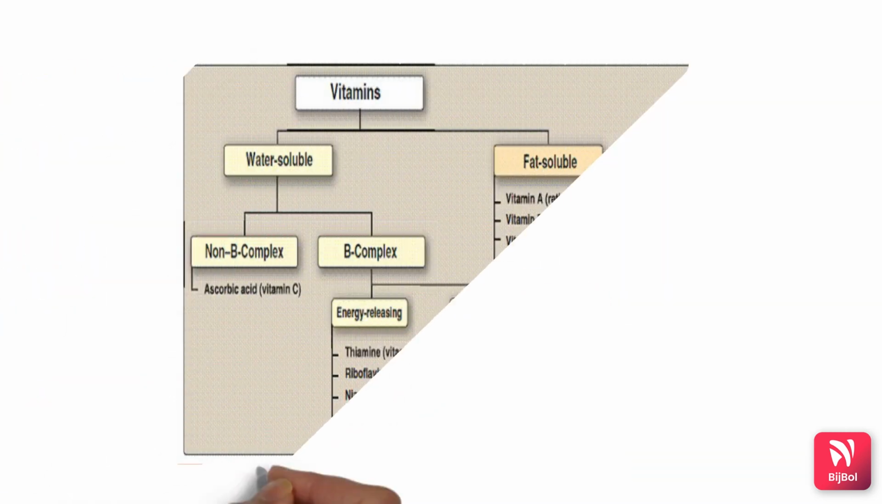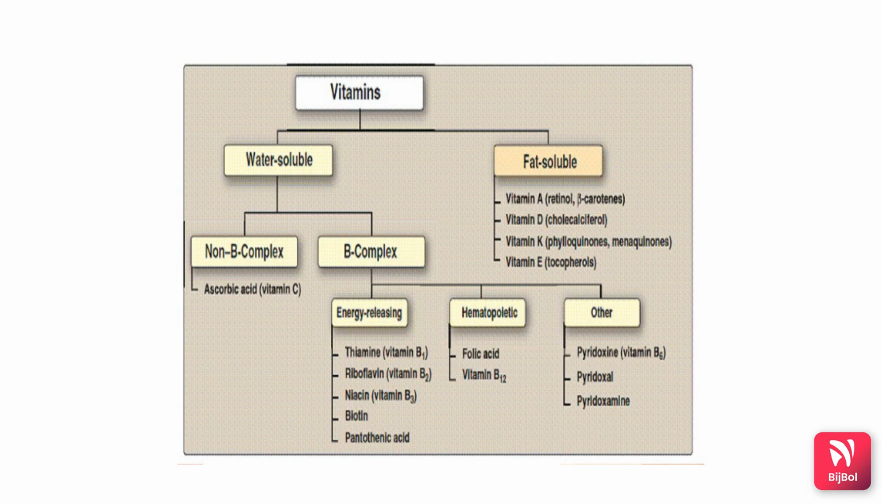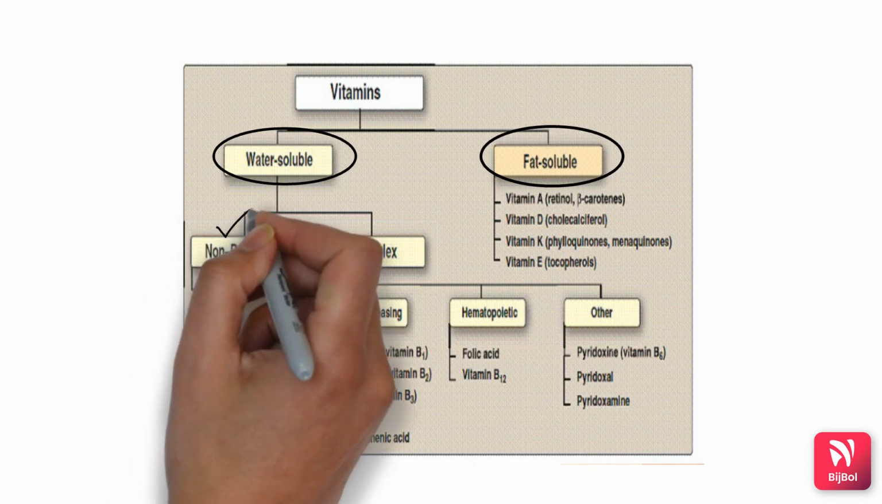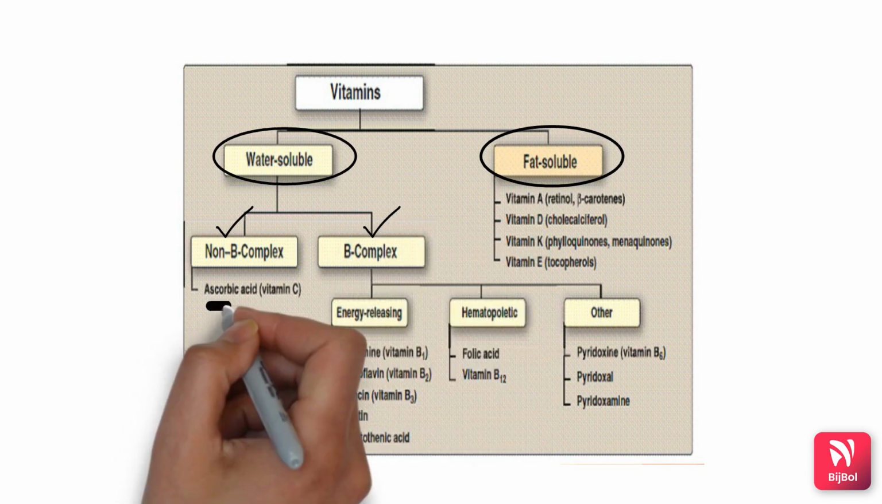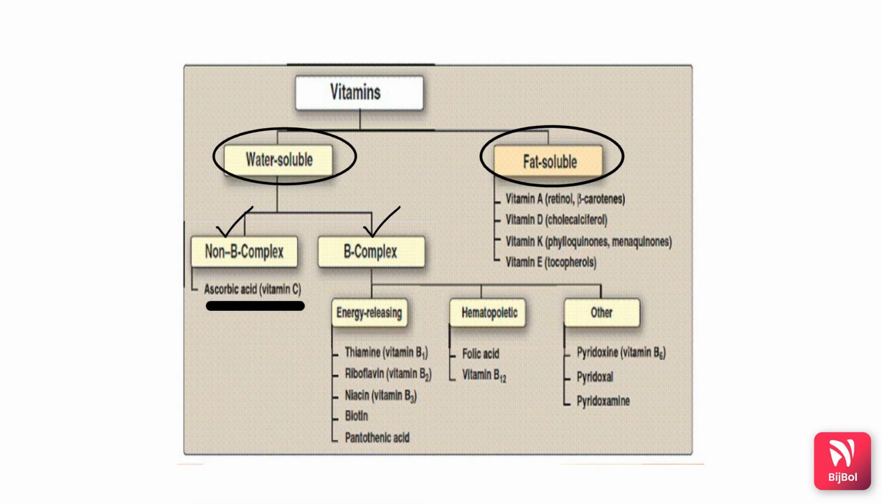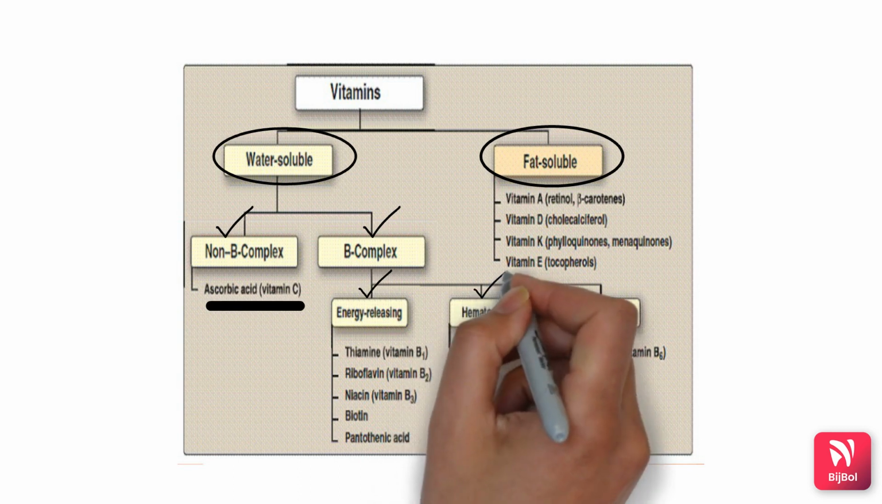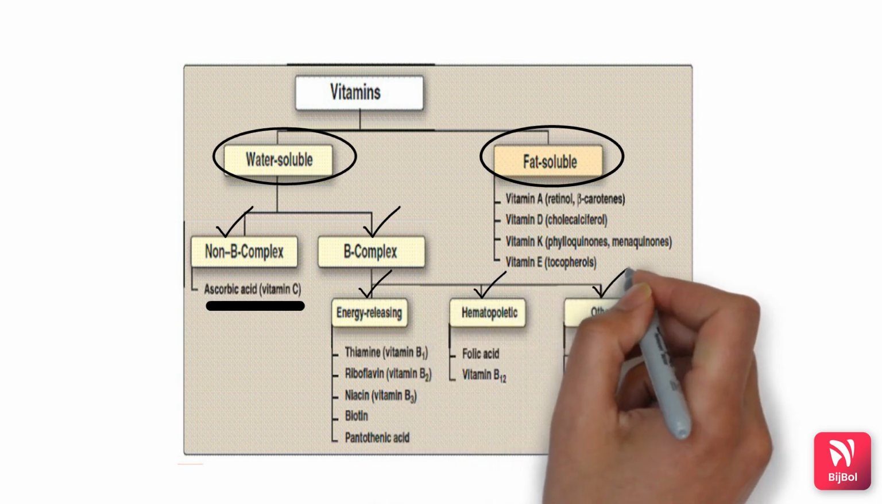Now let us discuss the classification of vitamins in a flow chart for a better understanding. Vitamins are broadly classified into two types. They are water-soluble vitamins and fat-soluble vitamins. Under water-soluble vitamins, we have non-B complex vitamins and B complex vitamins. Under non-B complex vitamins, we have ascorbic acid or vitamin C. Under B complex vitamins, we have energy releasing vitamins, hematopoietic vitamins, and miscellaneous vitamins.